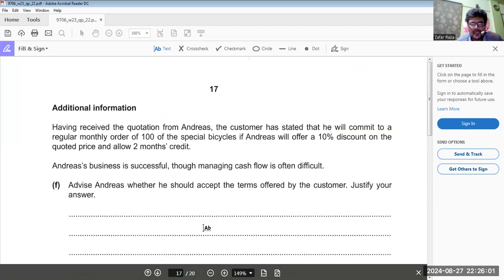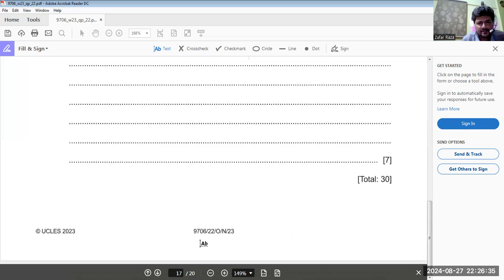Having received a quotation from Andreas, the customer stated that he will commit to a regular monthly order of 100 of the special bicycles, if Andreas will offer a 10% discount on the quoted price and allow 2 months credit. Okay, if we accept the order, yes, we can increase our sales. But you should remember 2 months credit means we will be having a big cash flow problem. Okay. So what next? Nothing. I think this is the end.